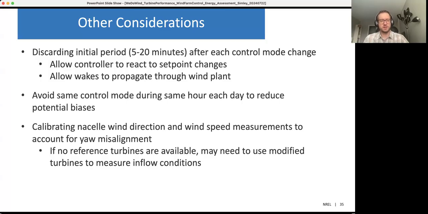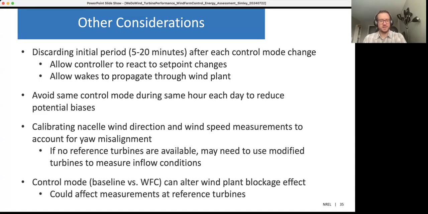But since all of our unwaked turbines could be active in wind farm control, they might be misaligned with the wind to implement wake steering. If we're using their nacelle wind direction and wind speed measurements to measure the inflow, we will need to apply some calibration to correct for the effect of yaw misalignment on those nacelle instrument measurements.